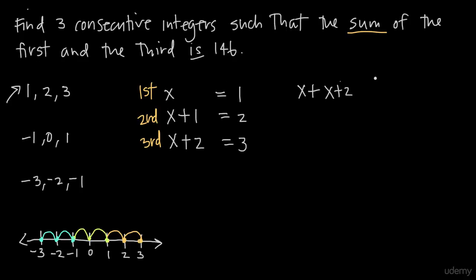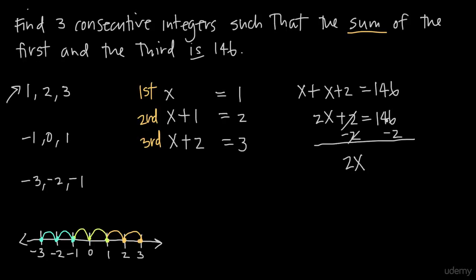Remember, is always means equal. So equal to 146. And now we just need to solve this equation for x. So x plus x is 2x plus 2 is equal to 146. If we subtract 2 from both sides, we're going to get a +2 minus a -2 is 0, and 2x plus 0 is still 2x. And then 146 minus 2 on the right-hand side gives us 144.